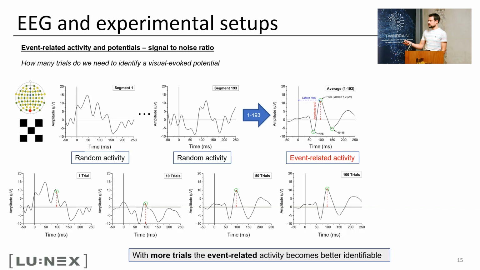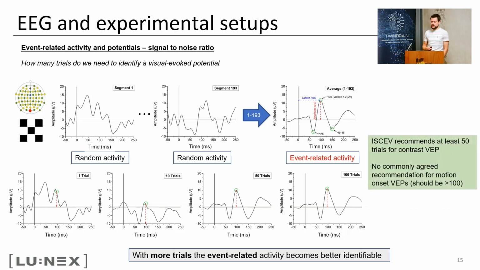Okay, so that is the P100 in the end, which is already at the point where it should be. And then there is not that much of a change to 100 trials. Okay, so here with 50, we already have quite a good number to get a valid estimate of the visually evoked potential in the end.